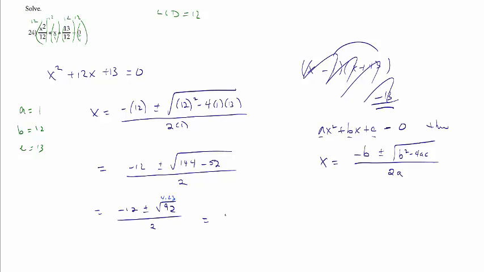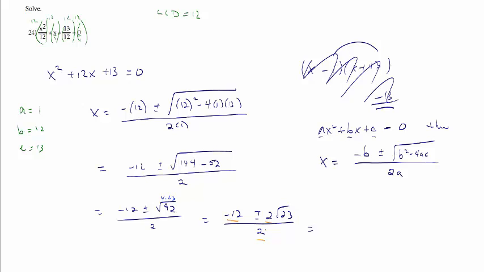And so I have a negative 12 plus or minus the square root of 4 is 2, so I get 2 square root of 23, all over 2. Now I don't have any like terms, so I cannot add the 12 and the 2 square root of 23, but I can simplify my fraction. So one way of doing it is to factor out a 2, since I'm taking out a 2 from here, here, and here. So if I factor out the 2, then I can cancel it.